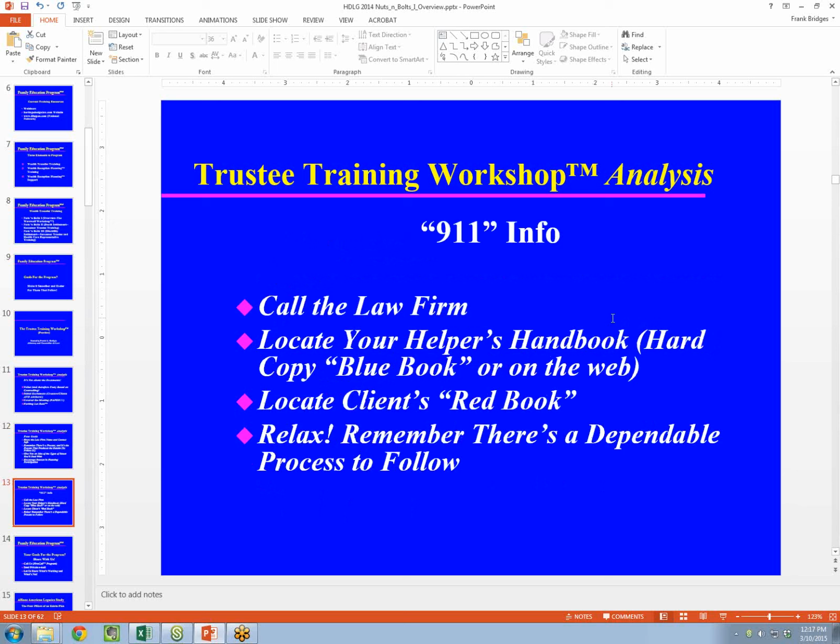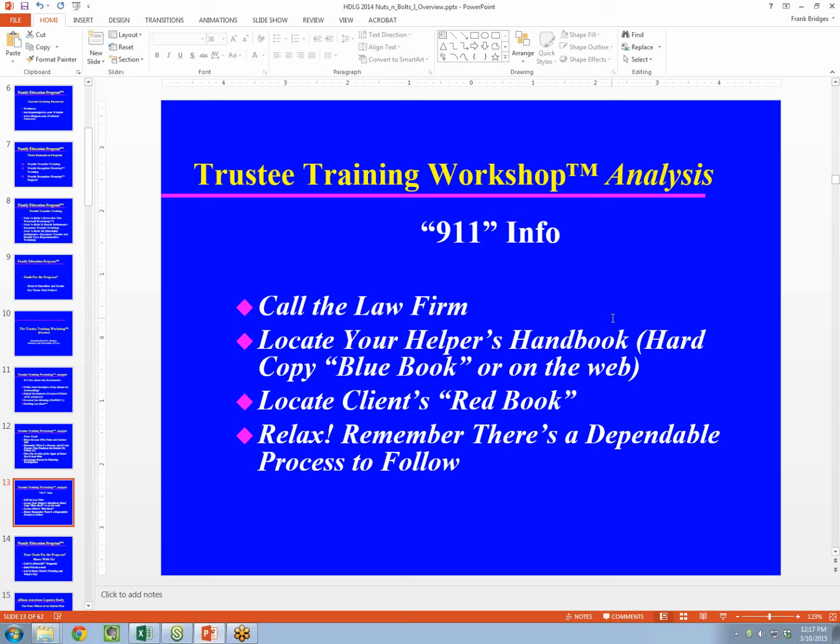So, the 911 information: what should you do when there is an emergency? Of course, the first thing is to call the law firm and locate the helper's handbook. That's what we call, with our clients, the blue book. That has a lot of the operating instructions for the maintenance program in it, a lot of information about what the assets currently are, and a lot of other information about what happens in terms of estate settlement that our clients have. It's called the Blue Book. All of our clients have it, and that's their operating manual for the annual program that we go through.